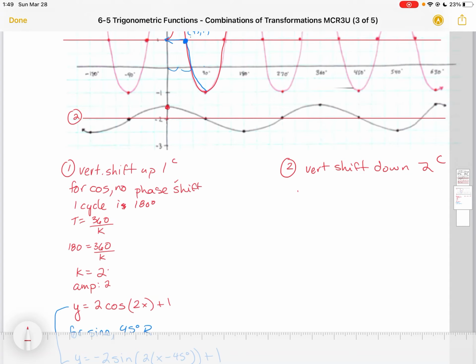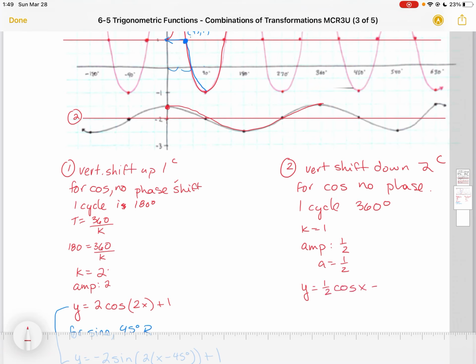Again, I am starting at a maximum here, so for my cosine, I've got no phase shift. Okay. How long does one cycle take me? Well, it looks like I'm going to go down all the way back up. It's 360 degrees. So that means my K value is 1, which is great. My amplitude looks like a half, which means that my A value is a half. So let's write my cos equation as 1/2 cos x minus 2.